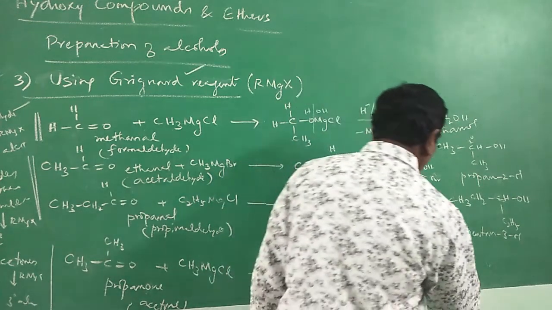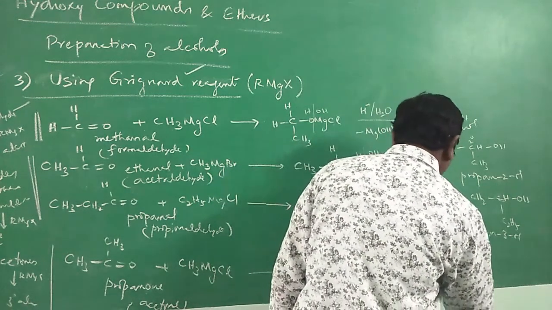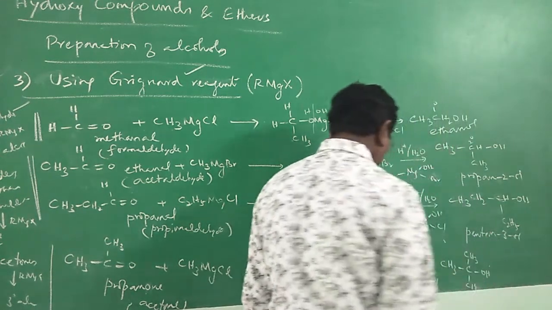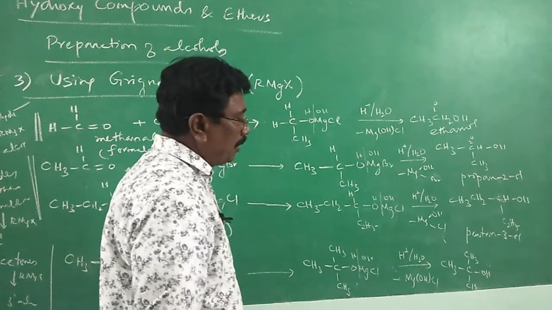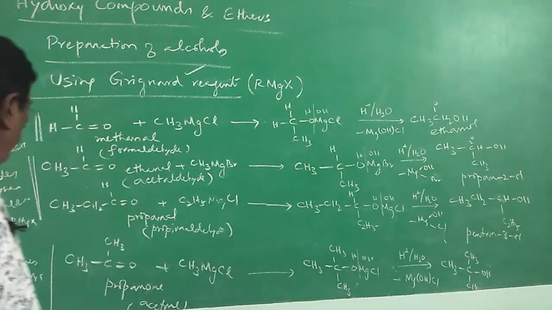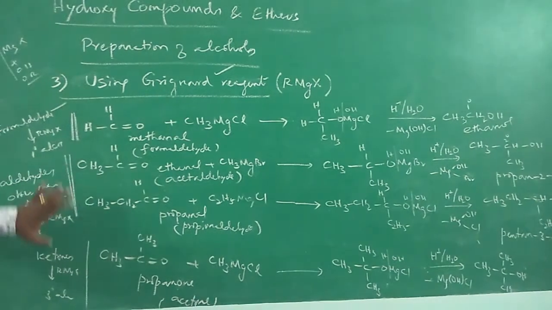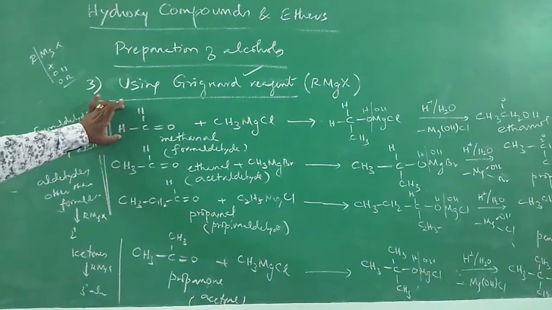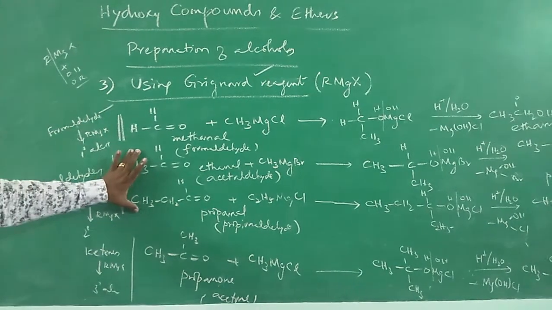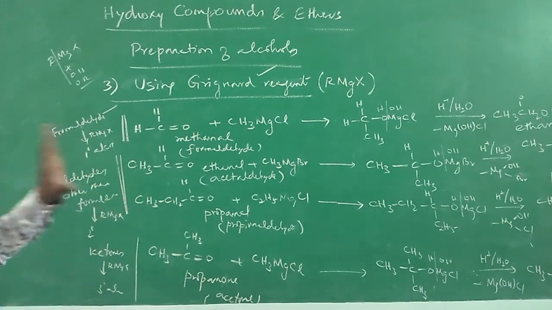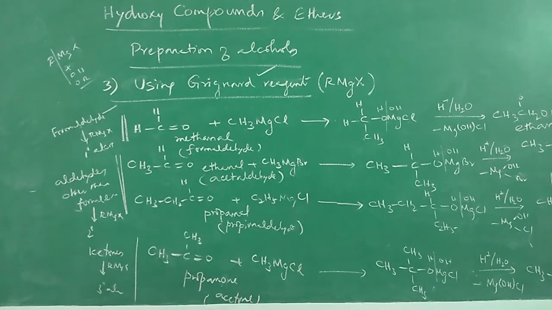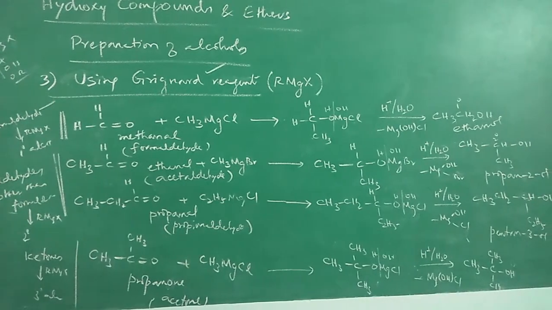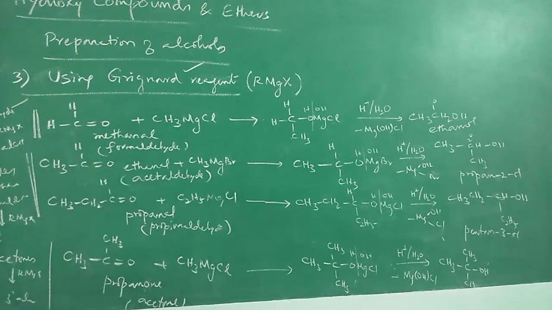It is CH3, C, CH3, CH3, OH. The tertiary butyl alcohol, or 2-methyl-2-propanol. That's all. So primary alcohol, secondary alcohol, tertiary alcohol. Reaction of formaldehyde with the Grignard reagent gives a primary alcohol; any other aldehyde gives a secondary alcohol; a ketone gives a tertiary alcohol. Hope you have understood. Go through it again. Then the last one, ester.